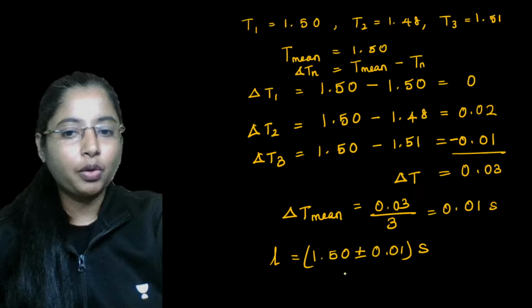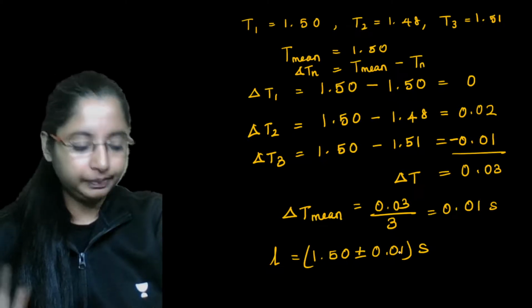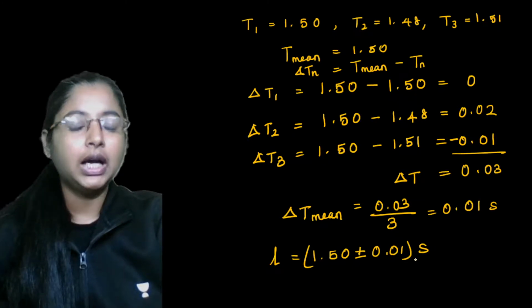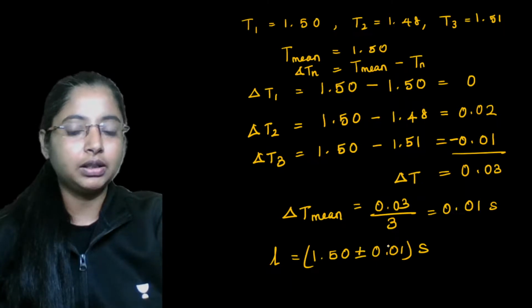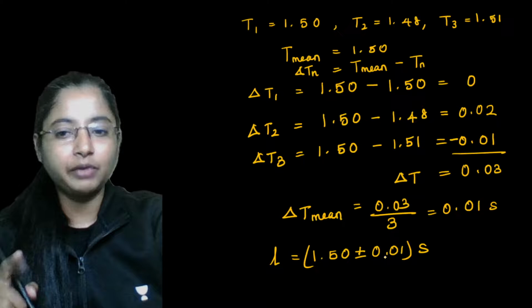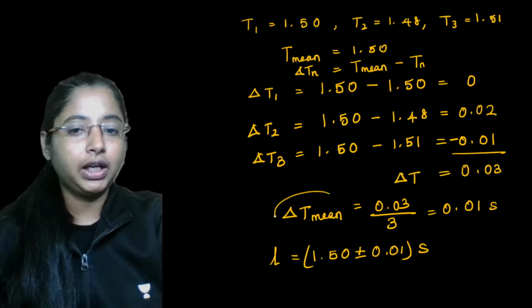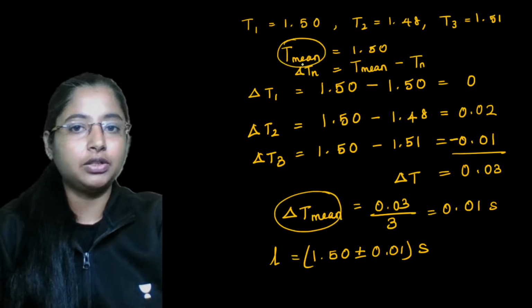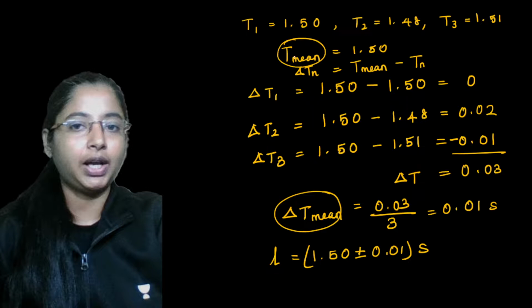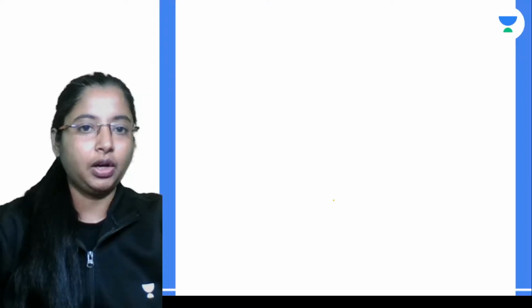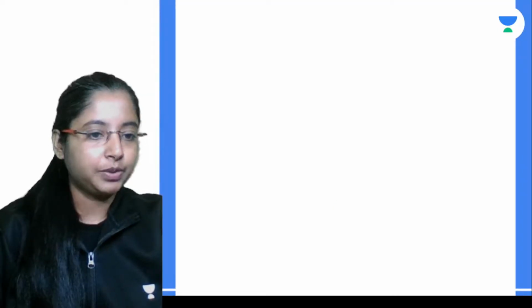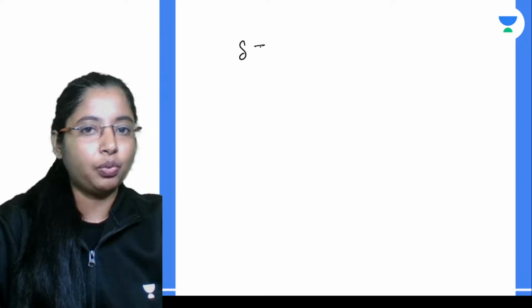In case the question asks for the absolute error, but we want to express it in terms of percentage error, what will you do? You have to take a ratio between this quantity and this quantity: mean absolute error by mean value. So percentage error we want to express, and let me give it in one single step.